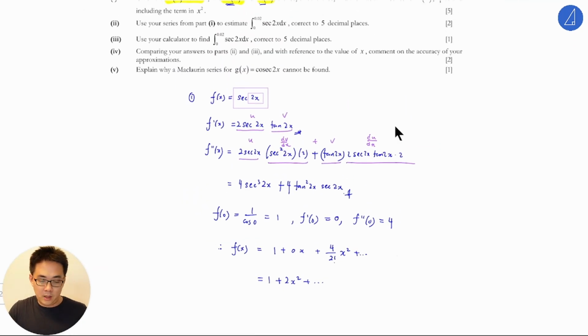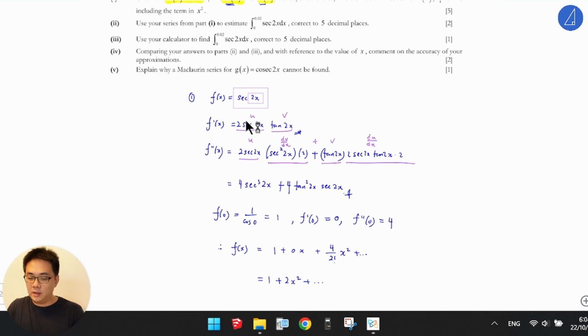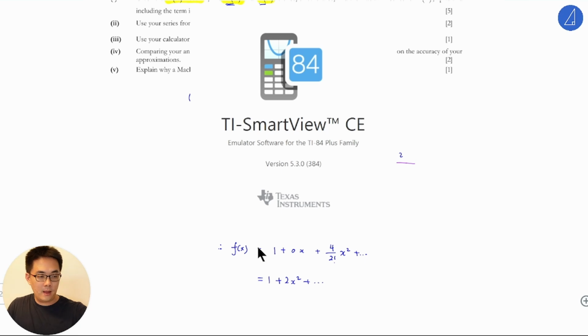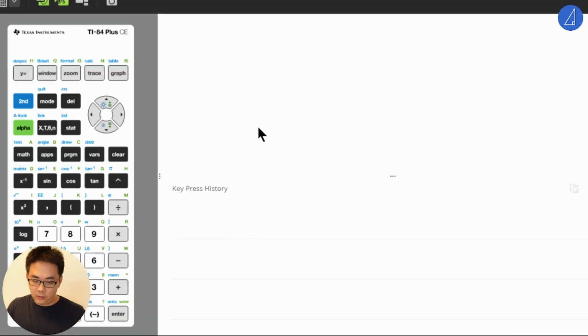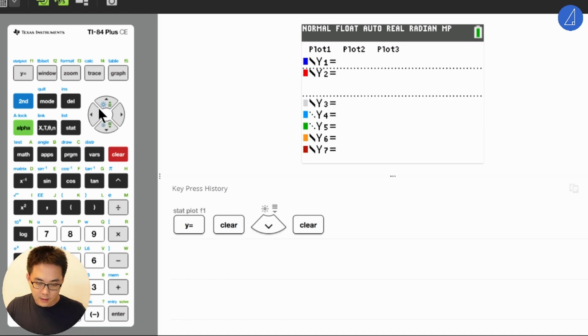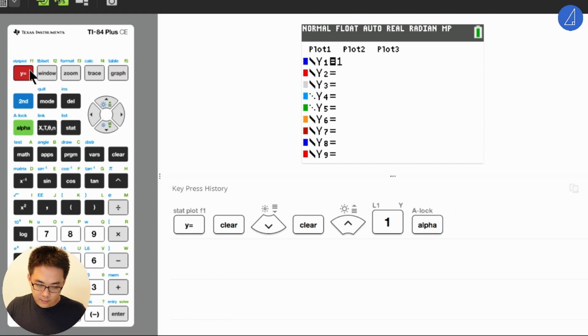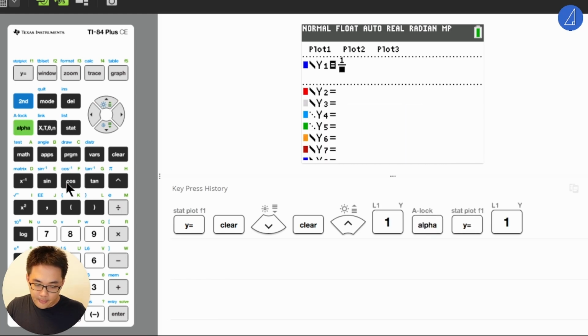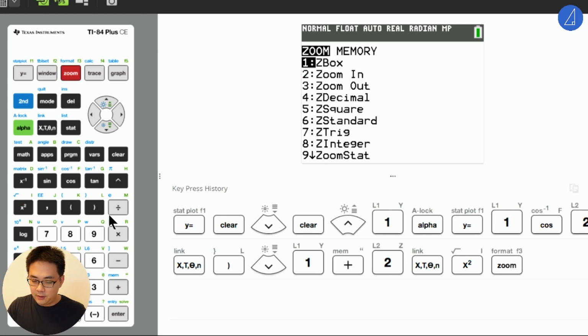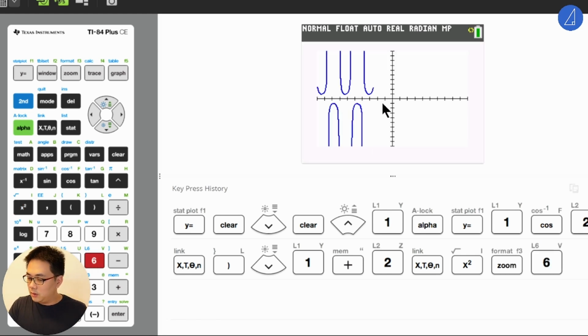Okay. So check your answer. How do you check? Same thing. Graphing calculator, just key both of the equations and hope that it looks the same. I think it will look the same. So just go to your calculator here. Then you just key in 1 over cosine 2x. Then you just key in 1 plus 2x squared. Before you even start, you just try and check your answer first. Just chill. So it looks promising.